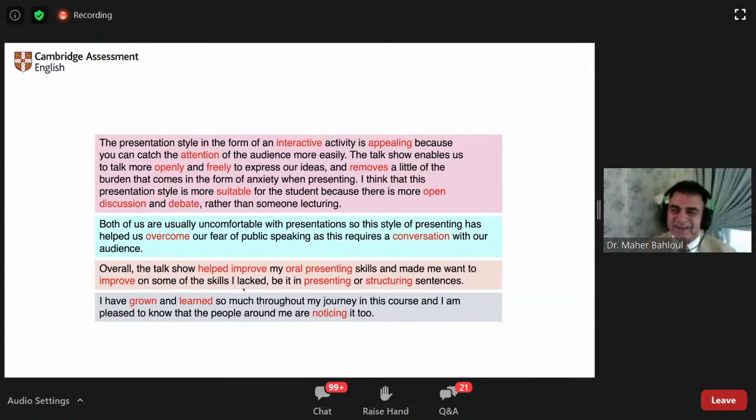This is a point that I brought up earlier. It came in the comments of the students, so the students had the opportunity to also provide feedback on their own experience. Overall, the talk show helped improve my oral presentation skills and made me want to improve on some of the skills I lacked, be it in presenting or structuring sentences. I have grown and learned so much throughout my journey in this course, and I am pleased to know that the people around me are noticing it too. This is coming from the feedback that I shared with them, because usually in a class, students don't know what others think about their performance.